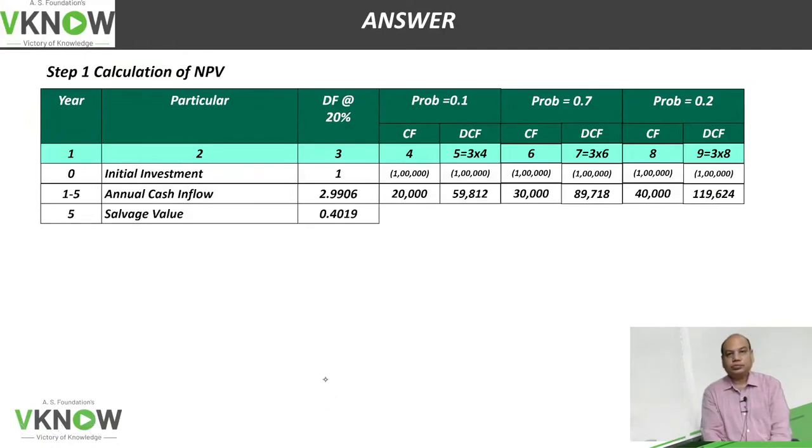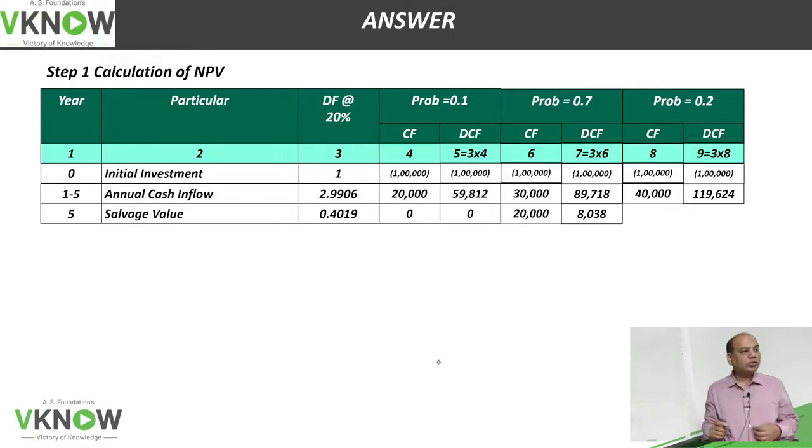1,19,624. Salvage value will be received in year 5, 5th year factor at 20%, 0.4019. Present value will be 0 in the first scenario, then 20,000 in second scenario with 0.4019 factor, 8038. Very good. Next, 30,000 into 0.4019, 12057.